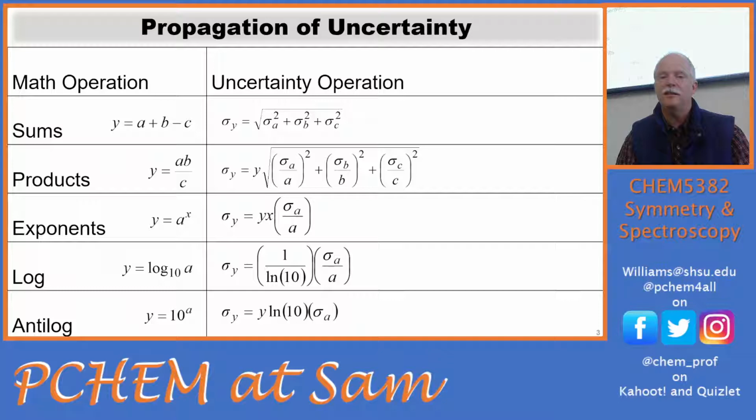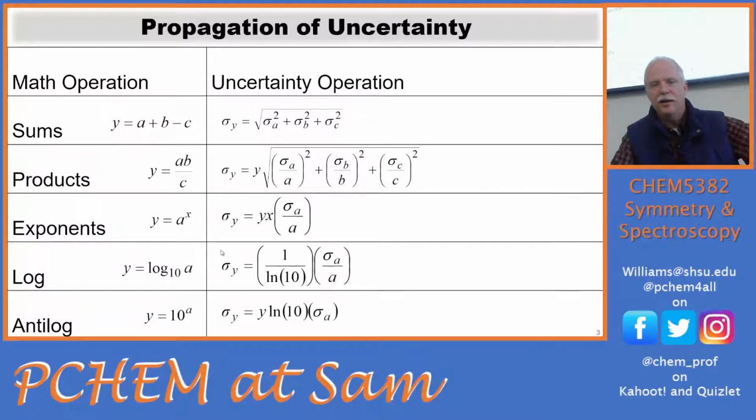Same with multiplication and division. How does the value y change with change in a, b, and c? And then for exponents, it's just a special case of products, where it's the same value multiplied multiple times. And so you end up with just an integer number of those, whatever that power is. It doesn't have to be an integer. Whatever that power is times these relative standard deviations.